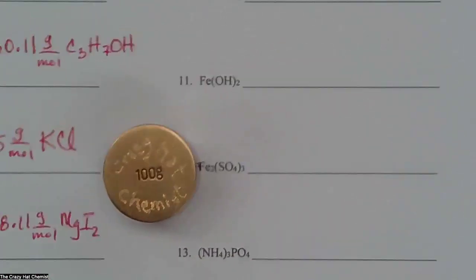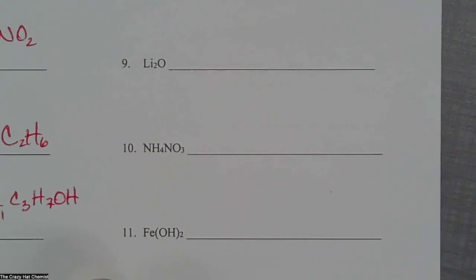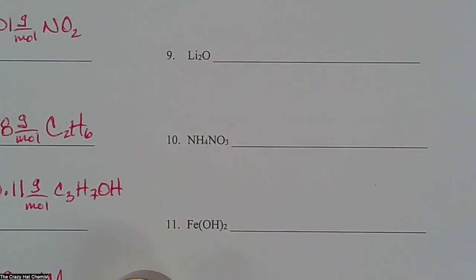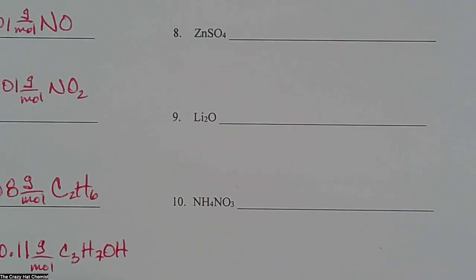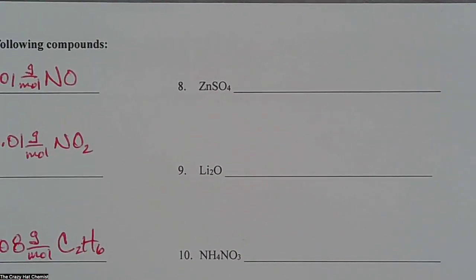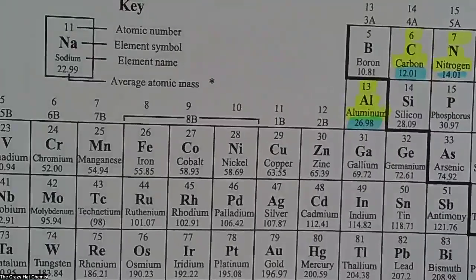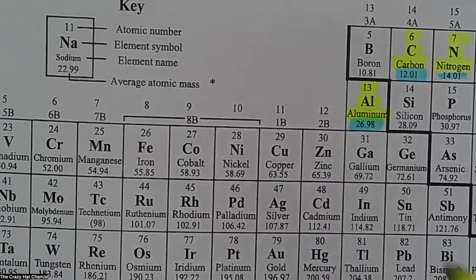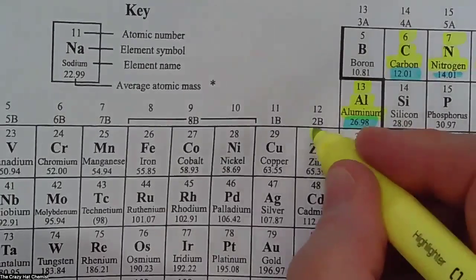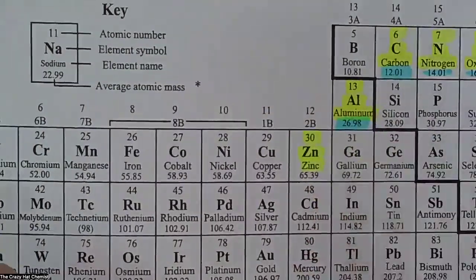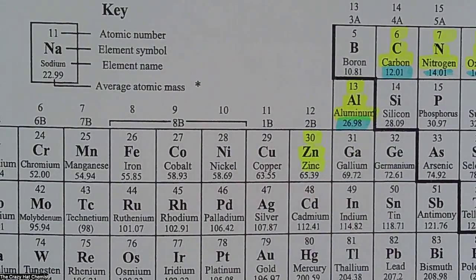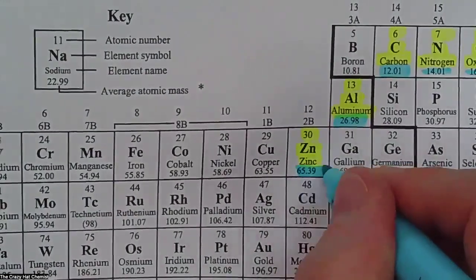Okay, here we go. We're going to do the second half of this worksheet. There is one critical problem here at the end. And I'm going to show you just one little thing about that one. So here we go. This next one is zinc sulfate. Zinc sulfate for number 8. So we're going to find zinc on our periodic table. It is atomic number 30. That's Zn for zinc. The molar mass for zinc is 65.39.